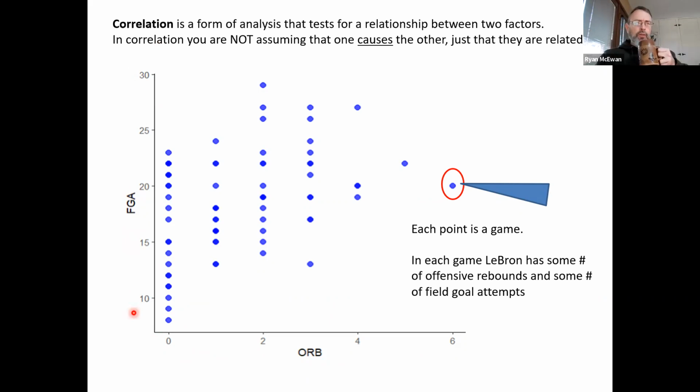And as would be the case when you're doing a correlation analysis, this does not necessarily relate to this. This is not causing this. There's not a causal relationship between the two, although they are related. As you can see, more ORBs, more field goal attempts. And if you ever play pickup basketball, you understand why this would be true.